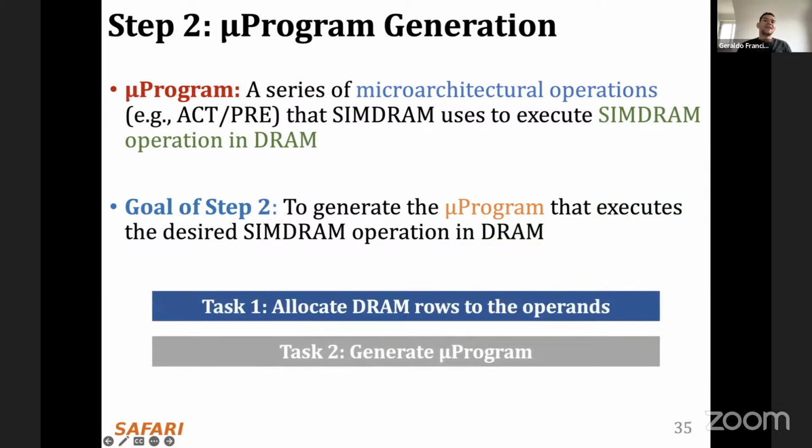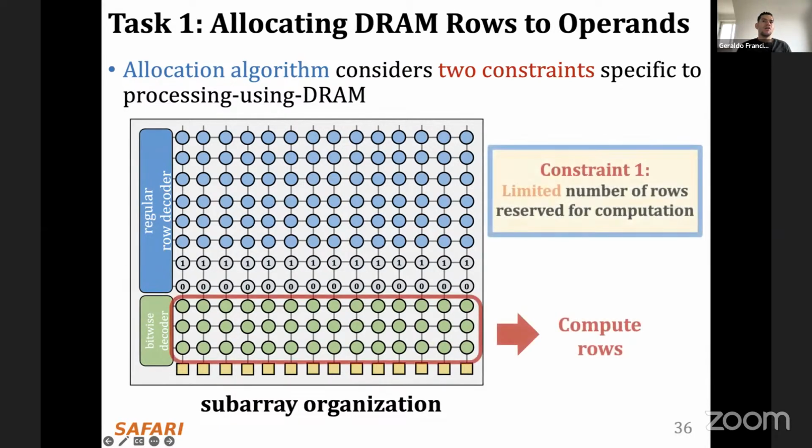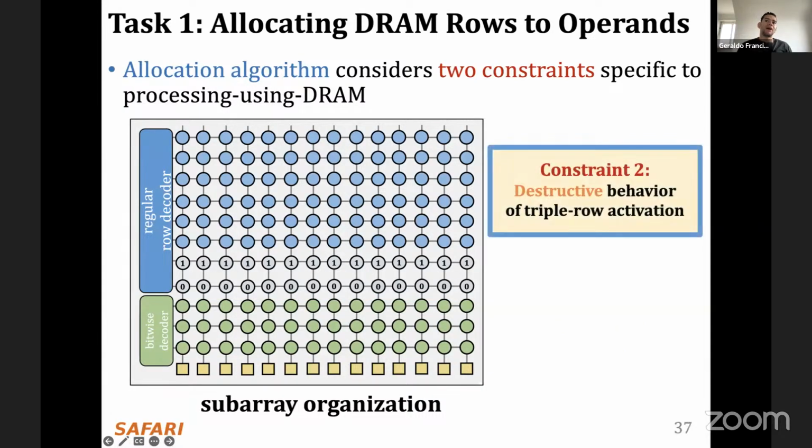Now, let's take a look at the first task. The goal of task 1 is to allocate DRAM rows to the input operands of each majority primitive in the majority/NOT-based implementation of the operation. When allocating DRAM rows to operands, SIMDRAM takes into account two extra constraints that are specific to processing using DRAM. First, the number of compute rows, which are rows in the subarray that are designed to perform bitwise operations, is limited. Second, performing majority in DRAM has a destructive behavior.